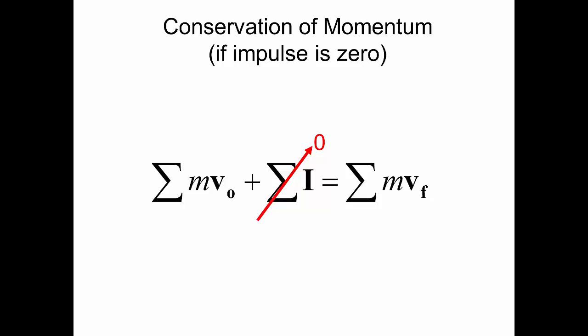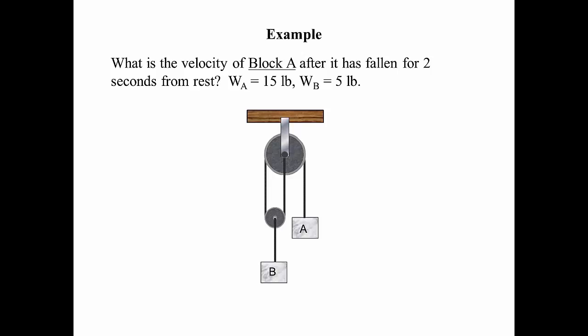Conservation of momentum occurs if the impulse is zero. The initial momentum is equal to the final momentum. It may transfer from one body to another, but the momentum is the same.